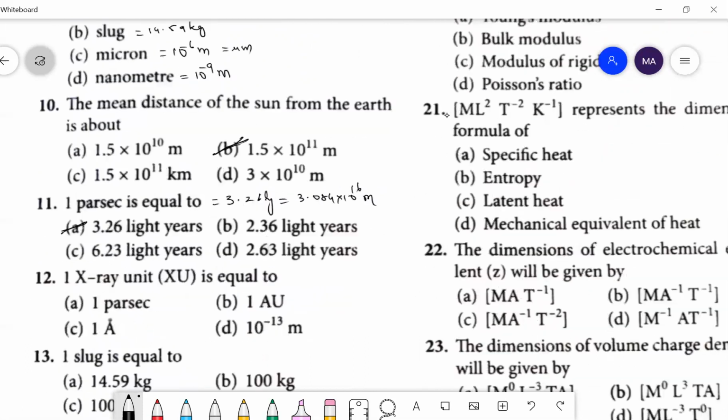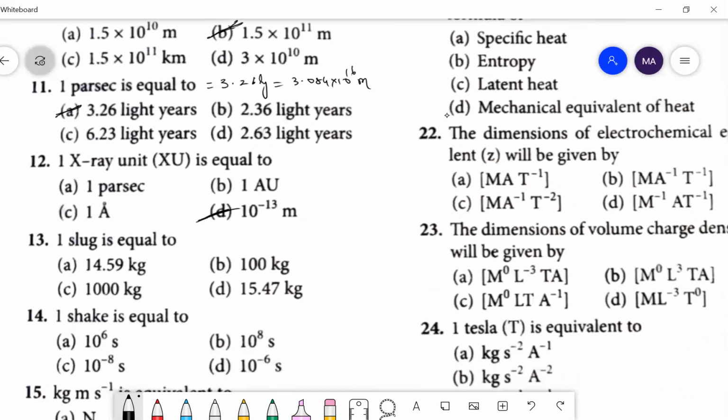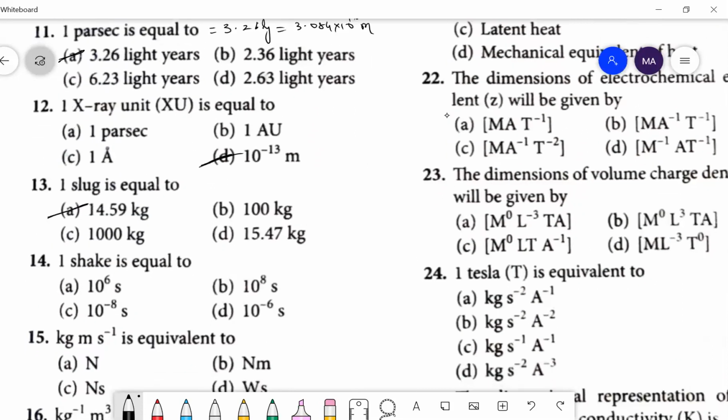Then, one X-ray unit is equal to 10 to the power of minus 13 meters. Be careful with such types of relations, beta. Slug is used for measuring what? Obviously, I told you, mass just now. So what is that value? One slug is equal to 14.59 kg. So for the 13th one, A is the option. The 15th one: one shake is equal to 10 to the power of minus 8 seconds.